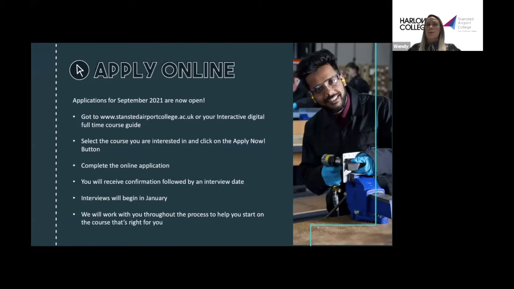Applications for September 2021 are now open, and it's really simple to apply. Please just go to Stansted Airport College, or you can access the application via your interactive digital full-time course guide. Click on the course that you're interested in, and then simply click Apply Now. Once you've completed the application, you will receive confirmation followed by an interview date.